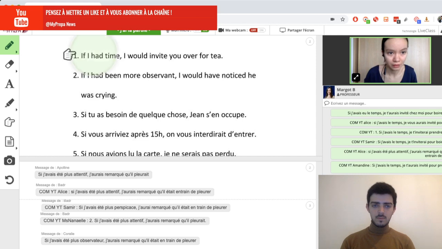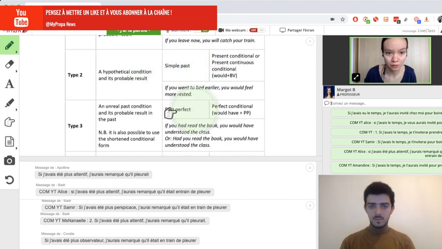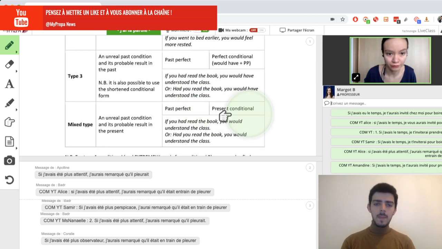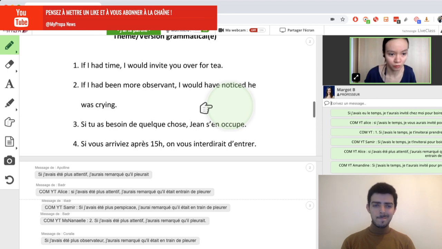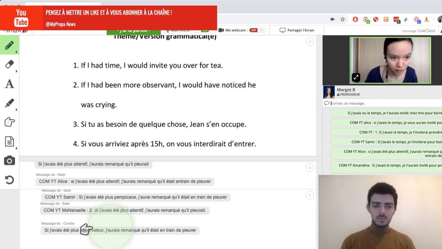Alors, ici, on a quoi? Qu'est-ce qu'on a comme temps? Ou quel type on a de conditionnel? C'est bien le type 3. Past perfect and would have. Du coup, ça correspond à quoi en français? On va voir vos propositions.